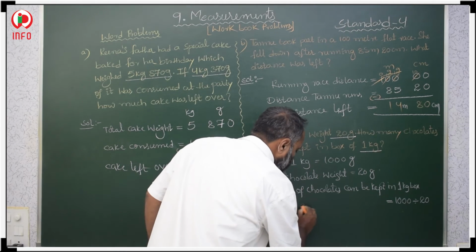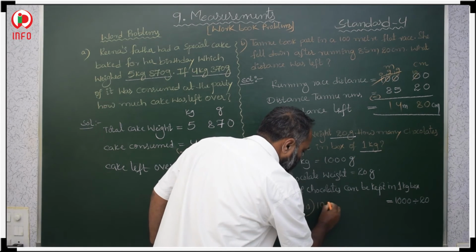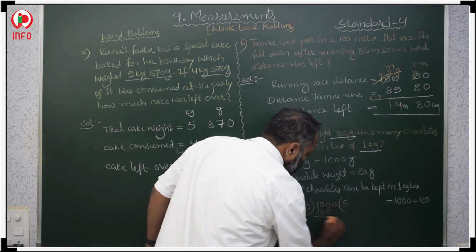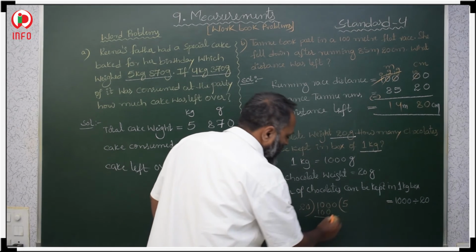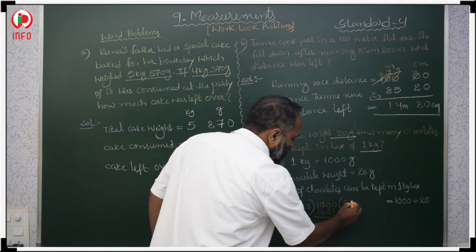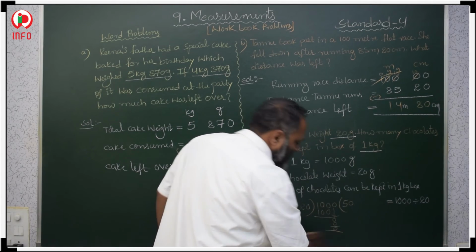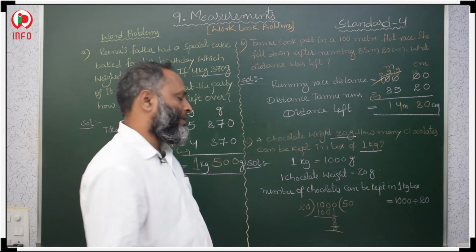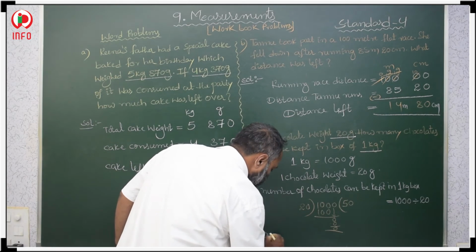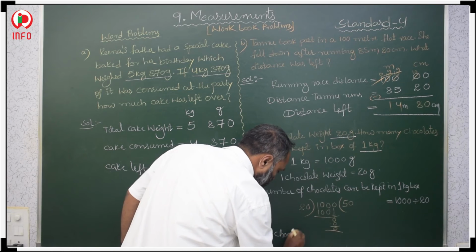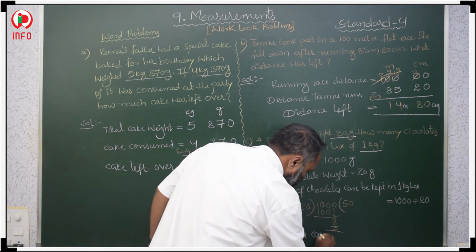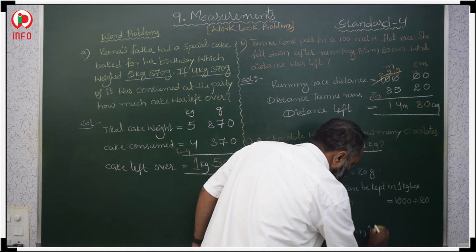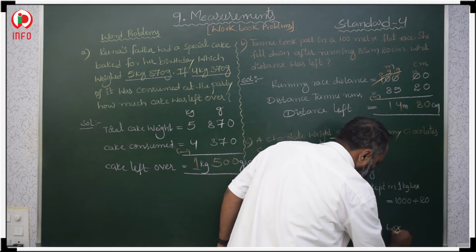Now 20 divided by 1000. 25 is 100. Then 20 zeros are 0. How many chocolates can be kept? 50 chocolates can be kept in a 1 kg box.